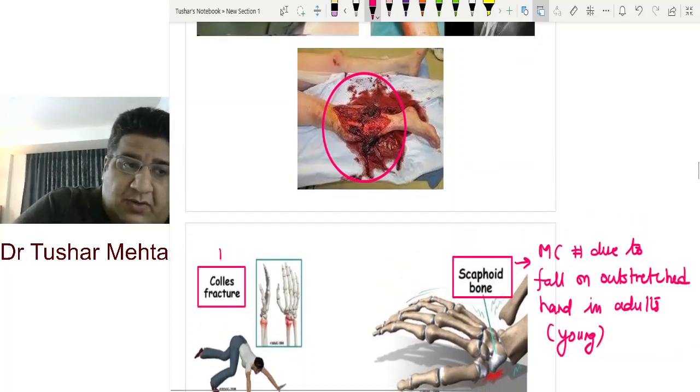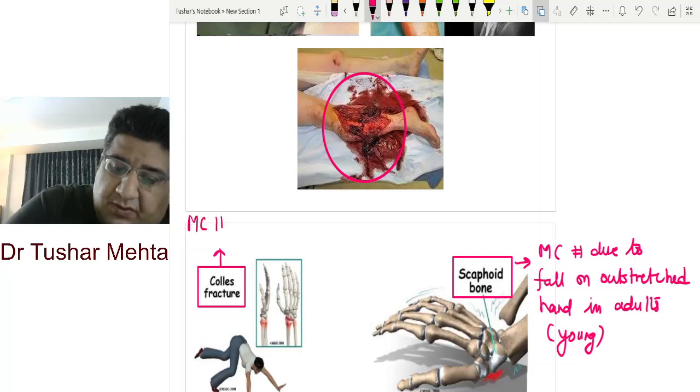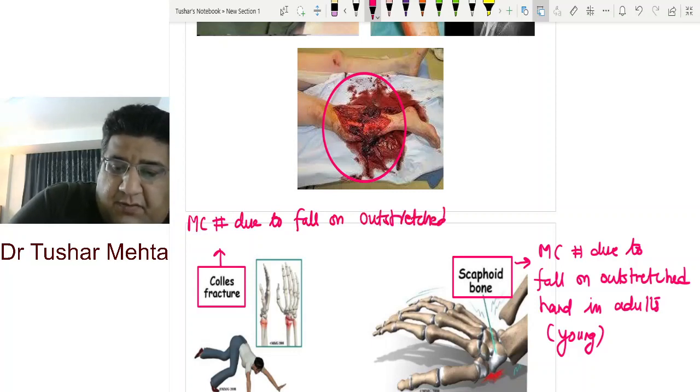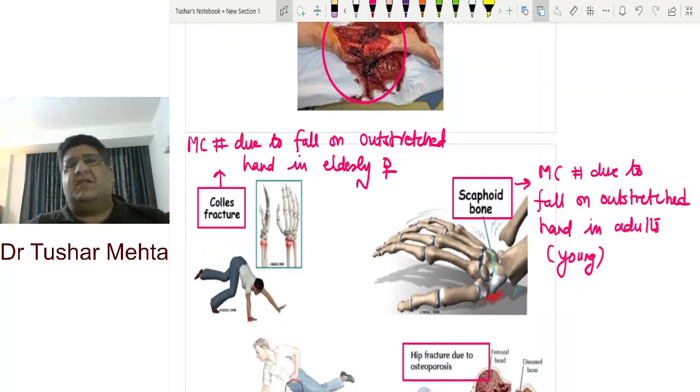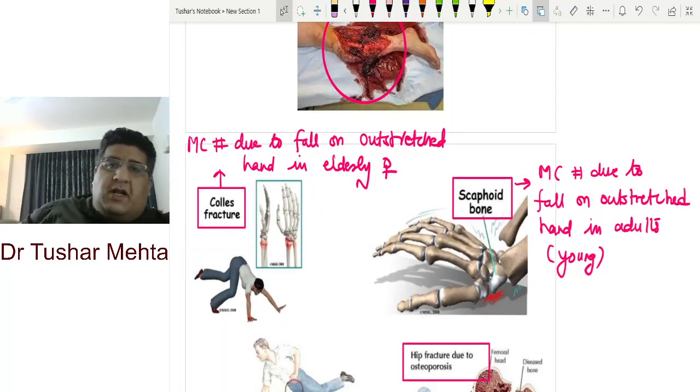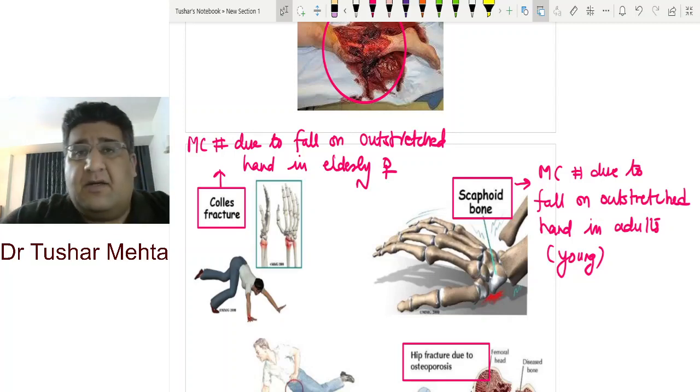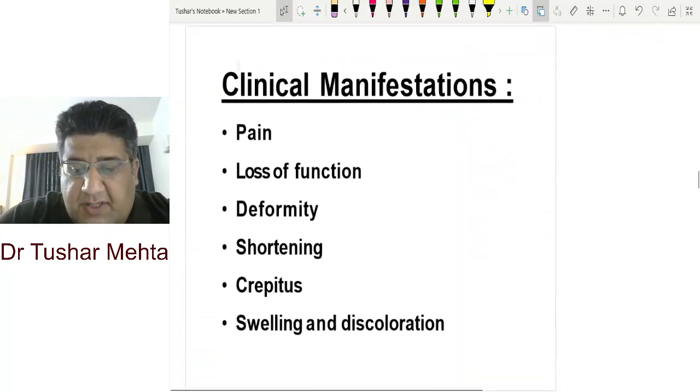Similarly, if I talk about Colles fracture, this is also the most common fracture due to a fall on an outstretched hand in elderly females. Just take a look. It is so interesting and intriguing to know that a fall on an outstretched hand can lead to different fractures only because the age groups are different. If you and I have a fall on an outstretched hand, we'll have a scaphoid fracture. If an old lady has it, she has a Colles fracture. So that is something important for us to understand.